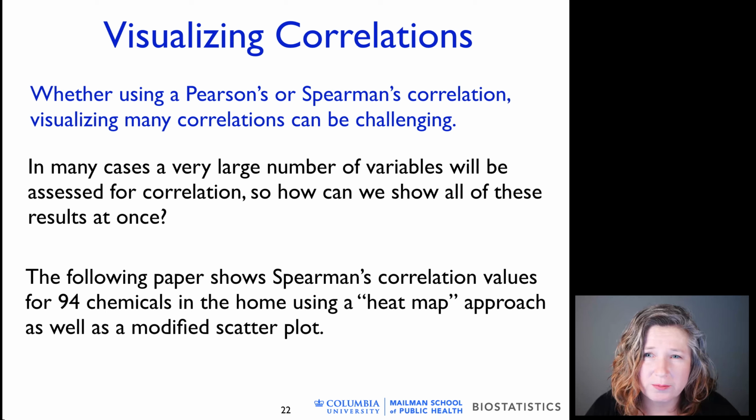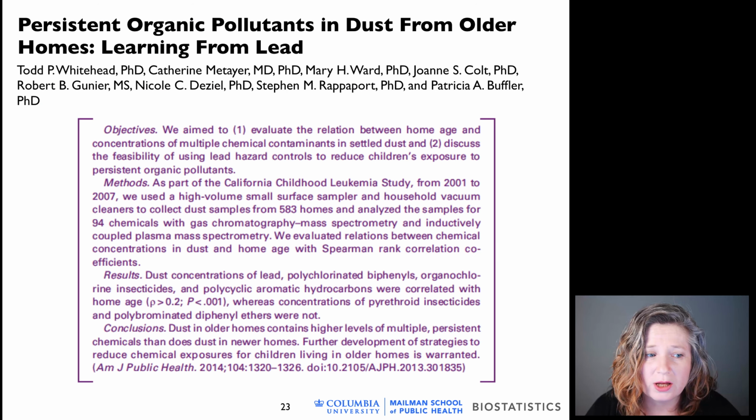So I found a really nice paper that shows Spearman's correlation values for 94 chemicals in the home using a heat map approach as well as a modified scatter plot approach. So here is the paper. The paper has a title, Persistent Organic Pollutants in Dust from Older Homes. And as you can see in the abstract, the aim was to evaluate the relationship between home age and concentration of multiple chemical contaminants in settled dust and discuss the feasibility of using lead hazard controls.